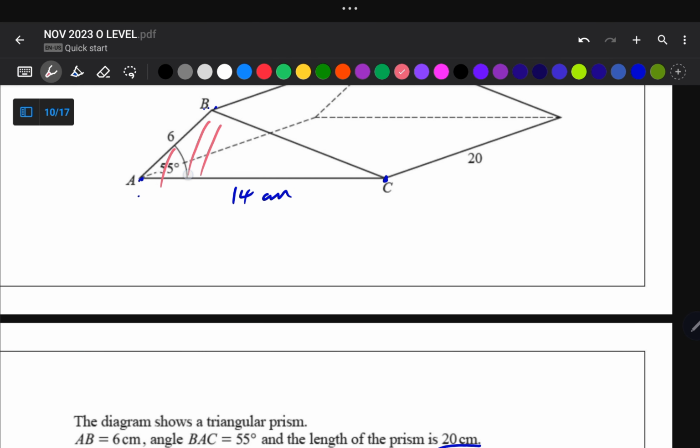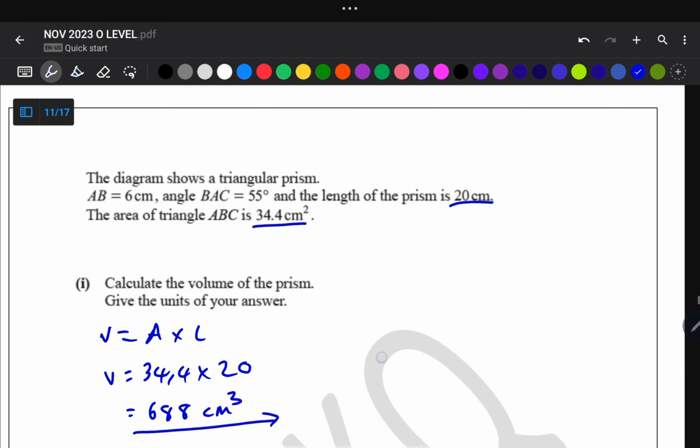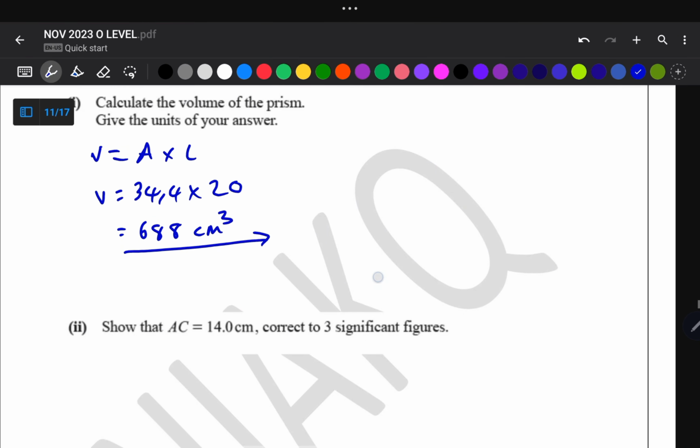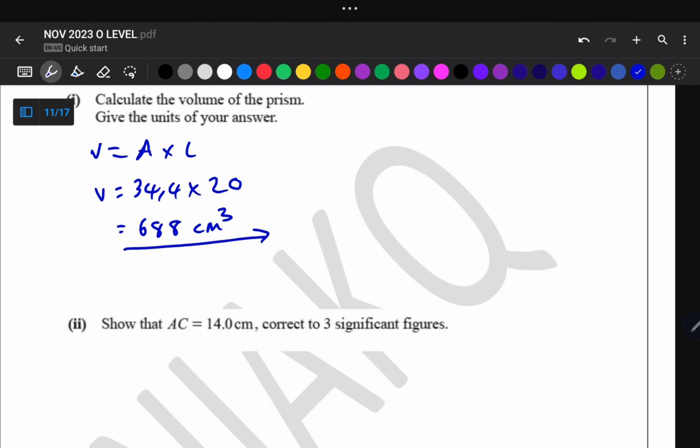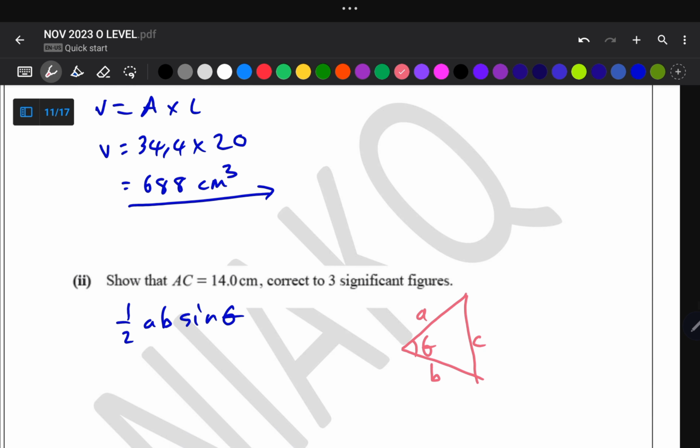So we are given the area of this triangle ABC. So the area of this triangle is 34.4 square centimeters. So our area of a non-right angle triangle is half AB sine of theta. So this comes when we are having a triangle like this, and this is theta, and this is A, B, and this is C. So the area of this triangle is half of AB sine theta.